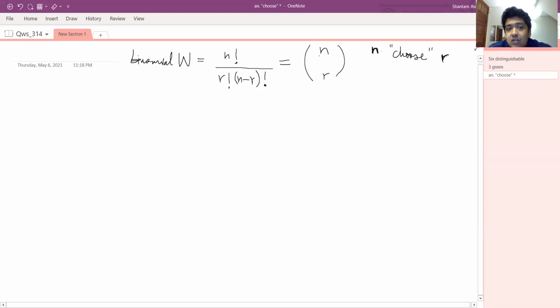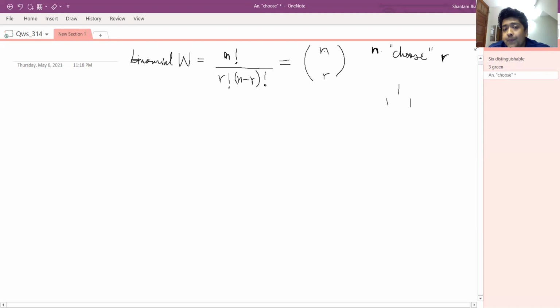If I have the 0th line in the Pascal's triangle, it's 0 choose 0. So it's just 1. Great. If n equals 1 now, it's 1 choose 0 or 1 choose 1. So 1 choose 0 is 1, 1 choose 1 is also 1. How am I figuring it out, by the way? I'm plugging it into this formula right here, n factorial over r factorial times n minus r factorial.